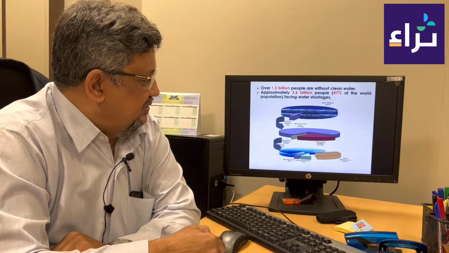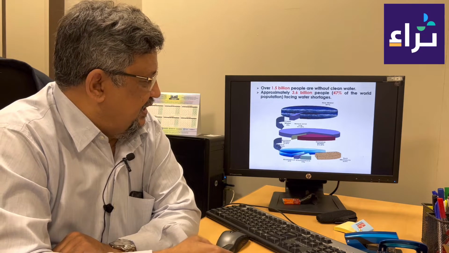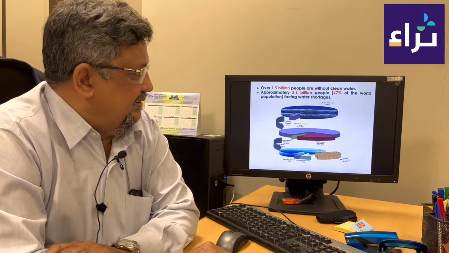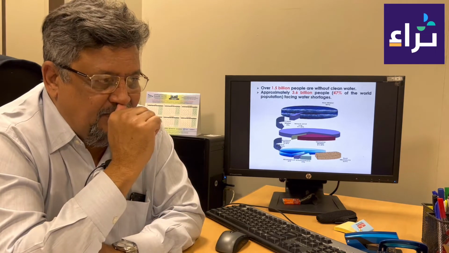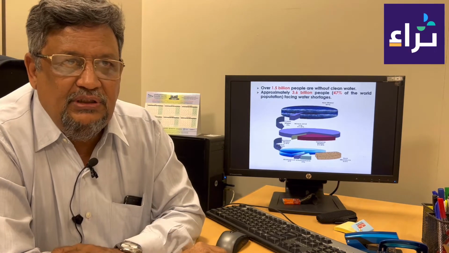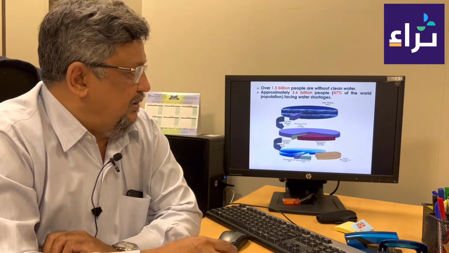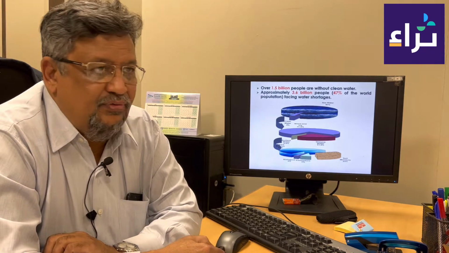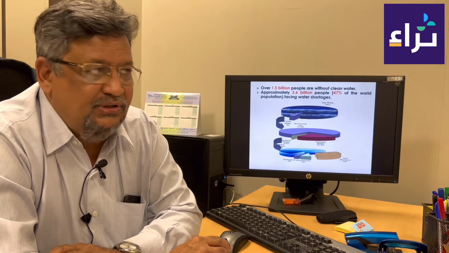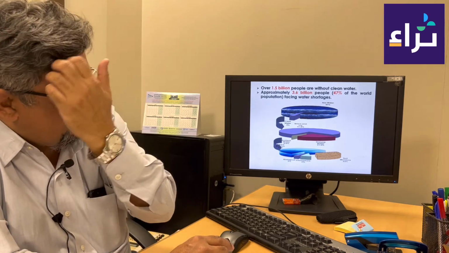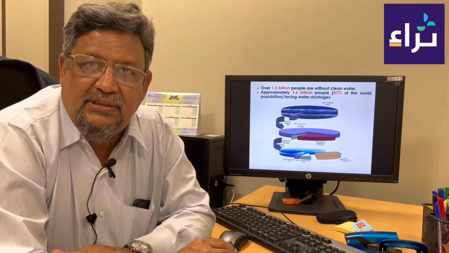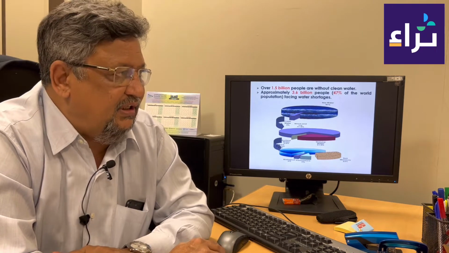If you look at this chart, you will find that out of the total water available, only 3% fresh water is available to us. And in the whole world, 47% of the population, which accounts for about 3.6 billion people, face water scarcity, where the water is not easily available.